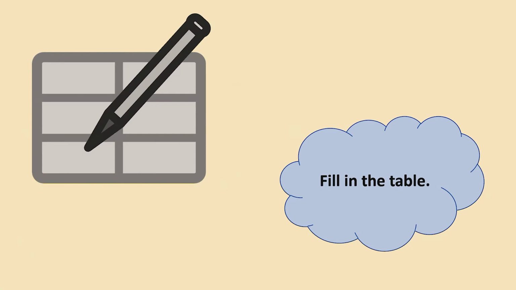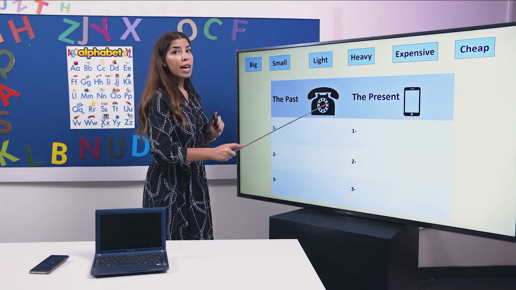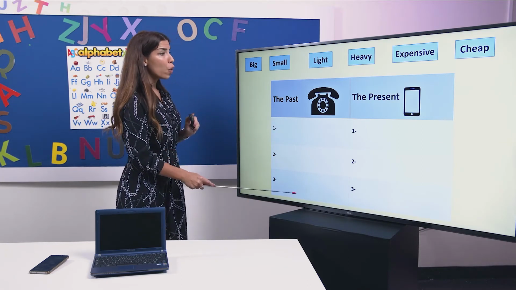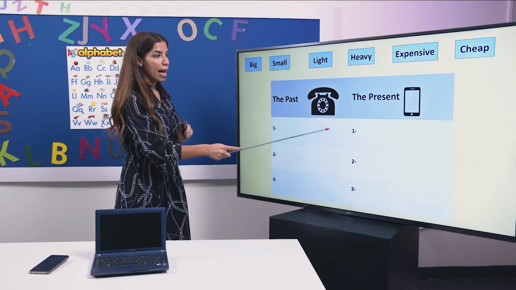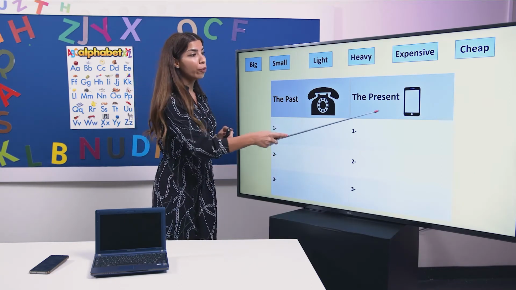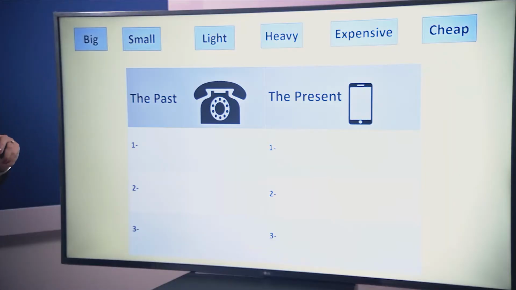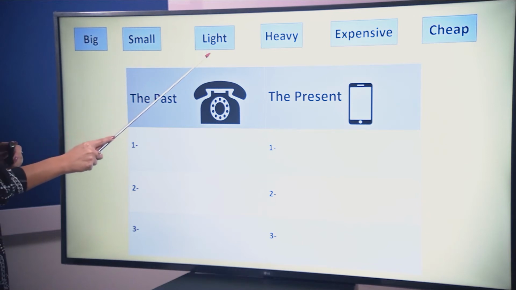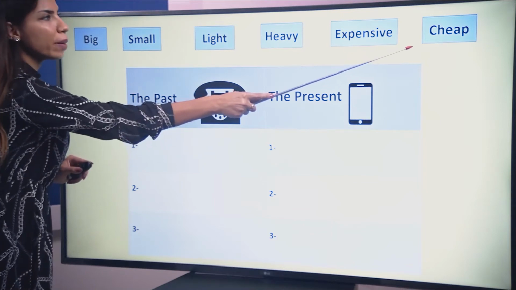Let us fill in the table. We have a table, and in here we will put all the adjectives that describe phones in the past. And on this side, we will put the adjectives that describe the phone in the present. Let us read the adjectives together. Big, small, light, heavy, expensive, cheap.